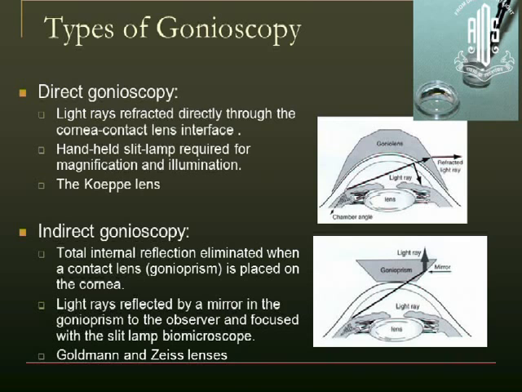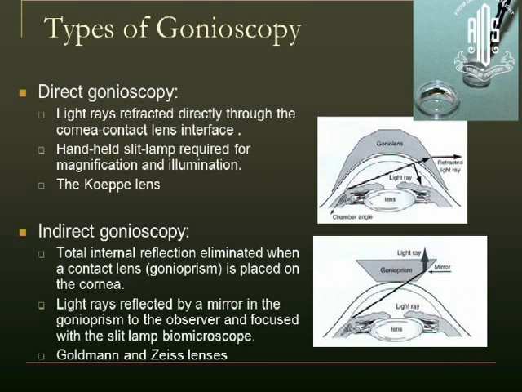So the types that we all know of are the direct and indirect. Direct only means that the light rays are refracted directly through a cornea-contact lens interface. You require a handheld slit lamp preferably, but you can also do it with the tilt of a microscope in the OT for magnification and illumination, and the Koeppe lens is the prototype.